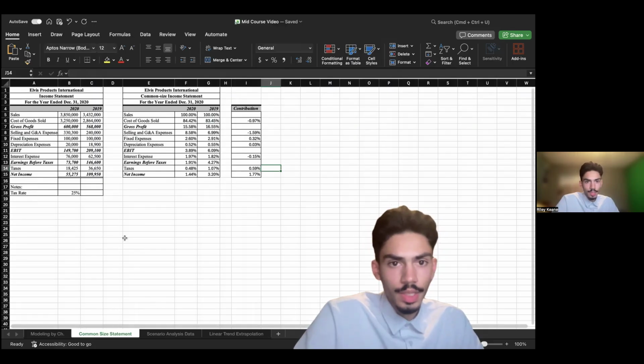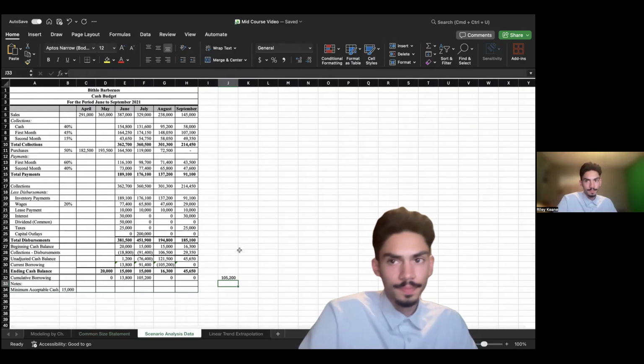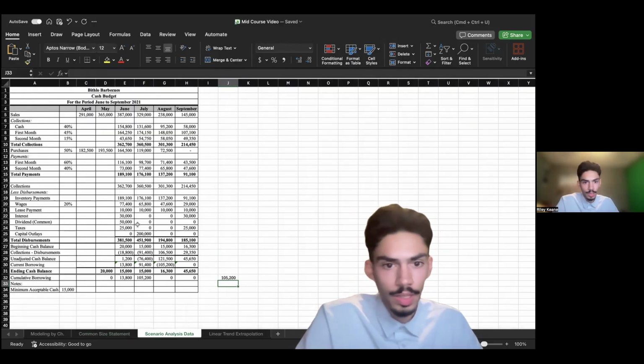So that's the common size statements. Next, we have the scenario analysis. So here we are going to be changing the capital outlay. We're going to be analyzing the capital outlay if it were to be changed.